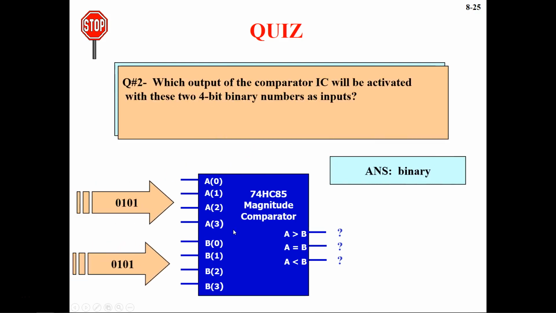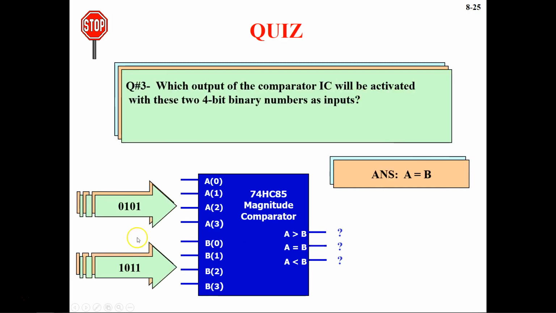Now second is which output of the comparator IC will be activated with these two 4-bit binary numbers as inputs. So we have 0101 and we have 0101. They both are equal. So in that case, A is going to be equal to B. So this is going to be turned on.